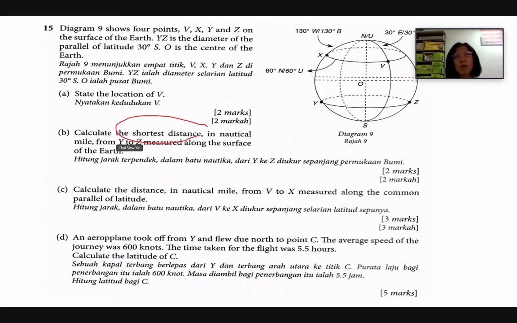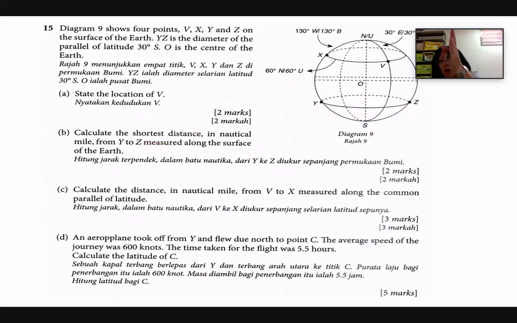The unit to measure distance on the surface of the earth is nautical miles. Shortest distance means going by the direction below the South Pole. Not this way, not the horizontal way. This way is not the shortest distance. The Y and Z are on the other side of the earth, on the same longitude.